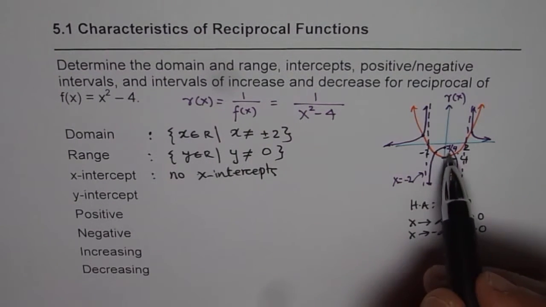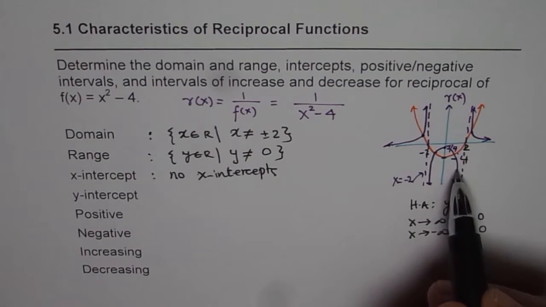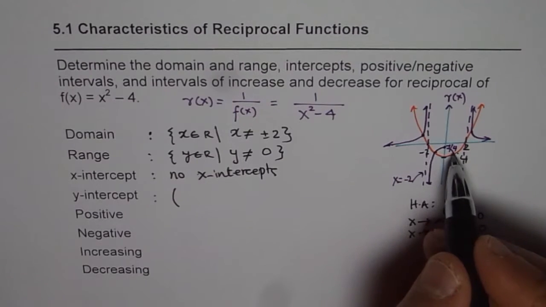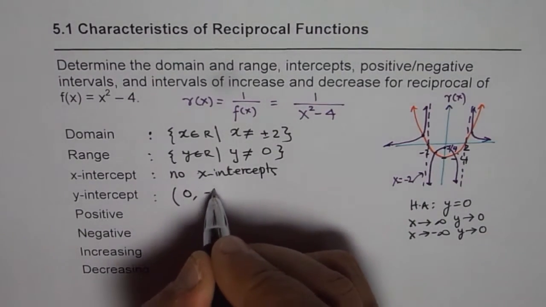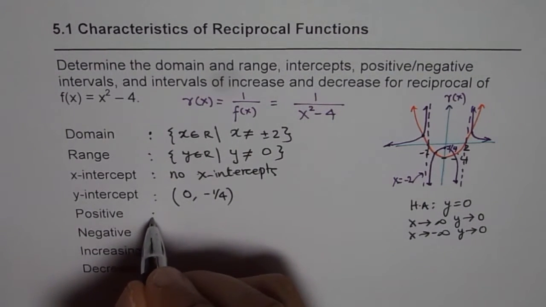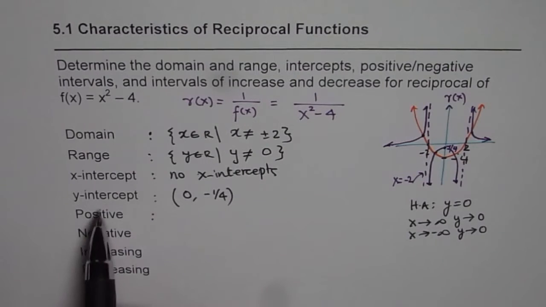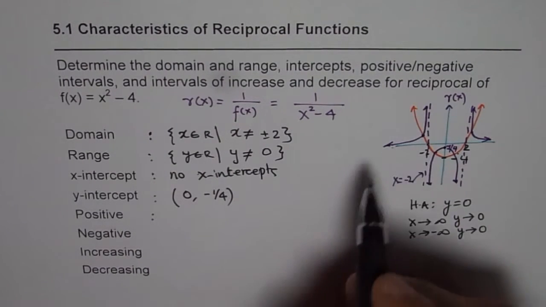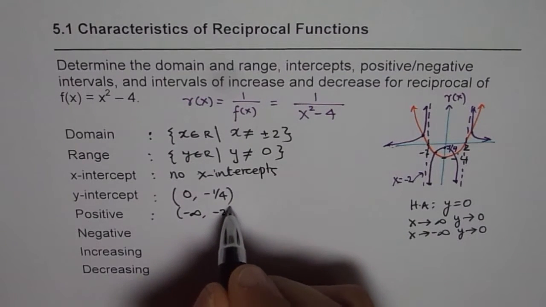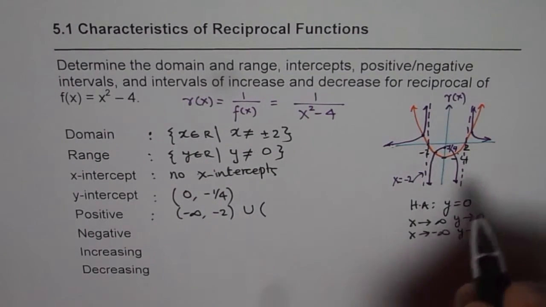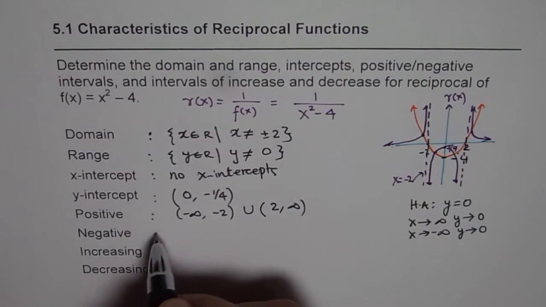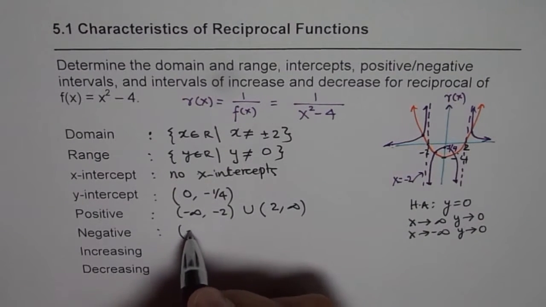Y-intercept. In this particular case, the y-intercept is at y equals minus 1 over 4, right? So let me write 0, minus 1 over 4. The y-intercept is at minus 1 over 4. Now we are looking into the part of the graph which is positive. We can see it is positive from minus infinity to minus 2, and let me write union from 2 to infinity. And it is negative in between minus 2 and 2.